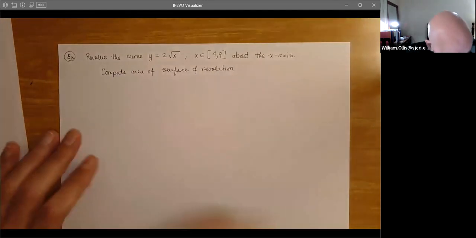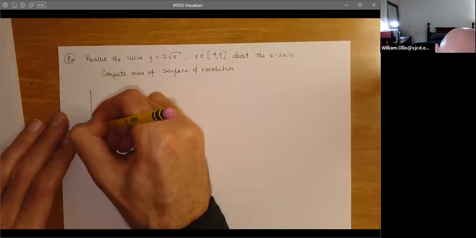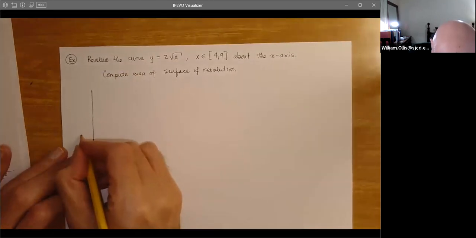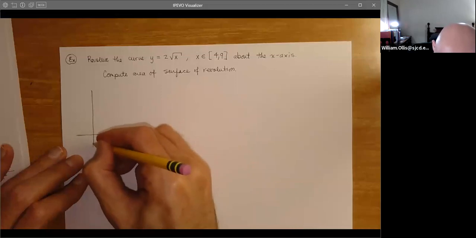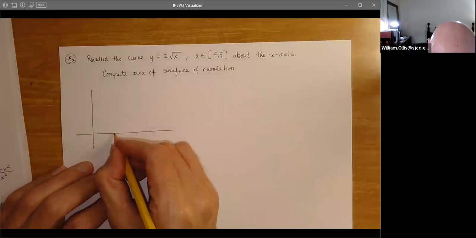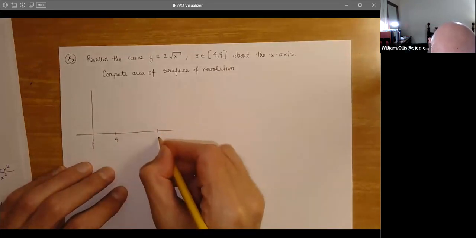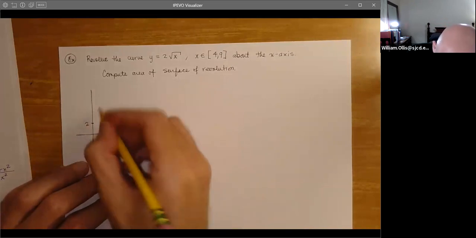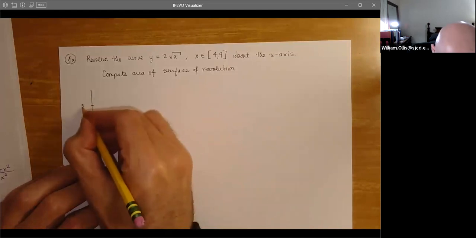So now, if you like, we can go ahead and make a nice little sketch just to kind of organize our thoughts. So now we've got what, 4 to 9. So we can just mark this off, 4, 9. And of course, this will give us a 2 and a 3. I'll spread this out a little bit more so we can see the curve.